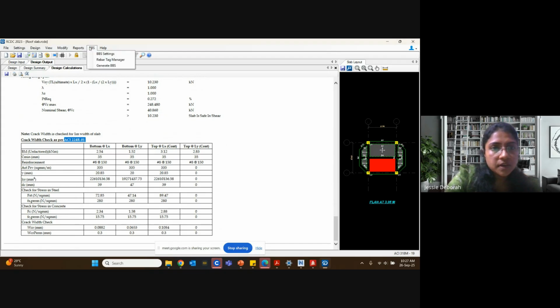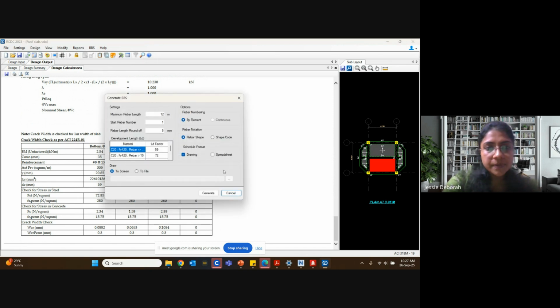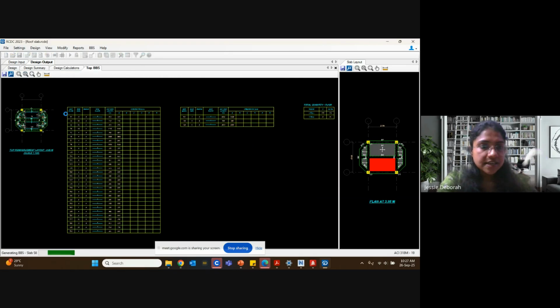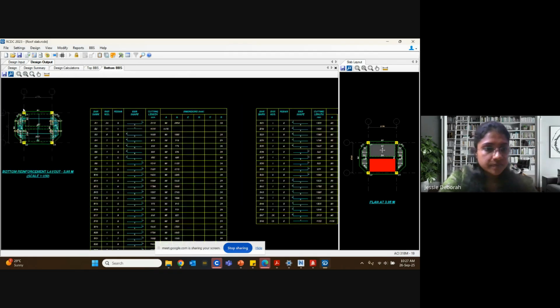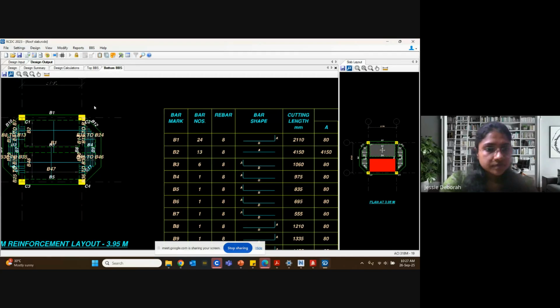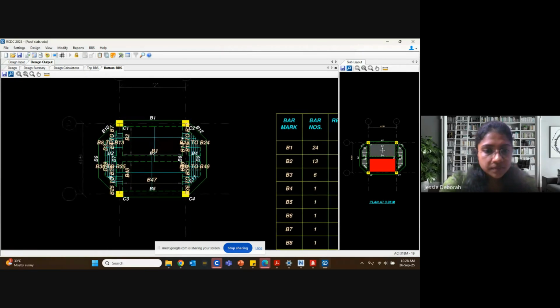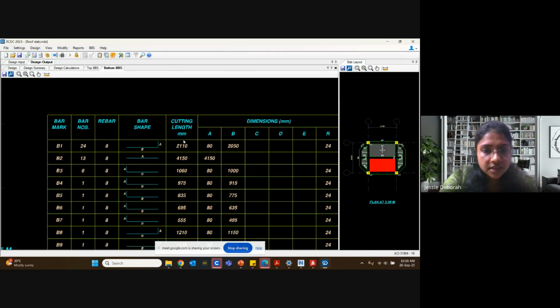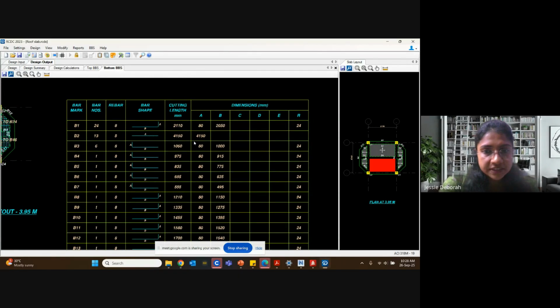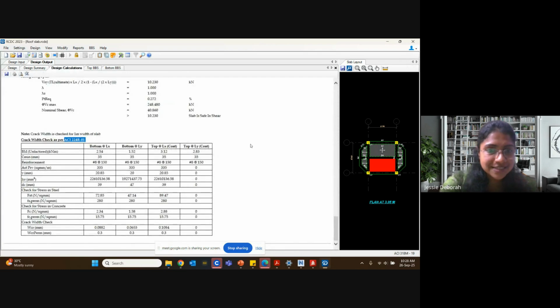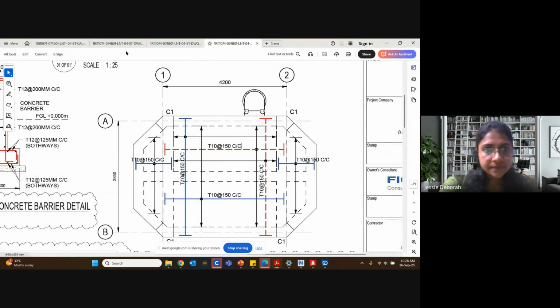After this is done, we can generate a bar bending schedule. So when you generate a bar bending schedule, this is exactly how your bar bending schedule looks. Based on this we will give our inputs. This is the bar bending schedule, showing how bars B1, B2, B3 should come. It seems easy, right? We study a lot, there are a lot of formulas, but this is exactly how we follow it. Let's get into the design.